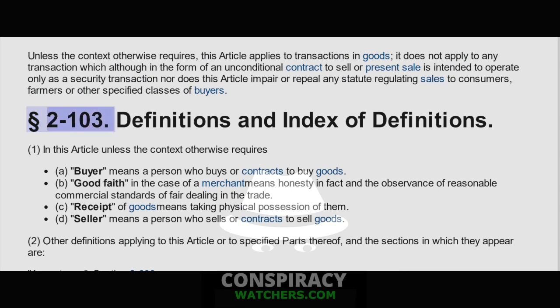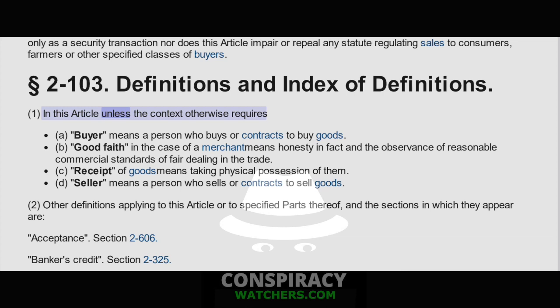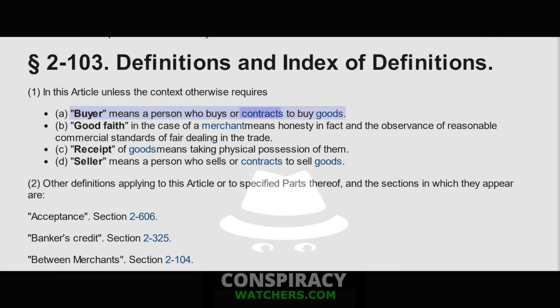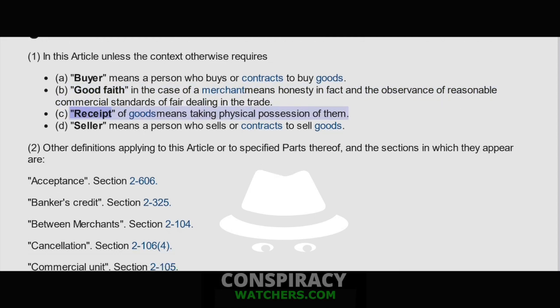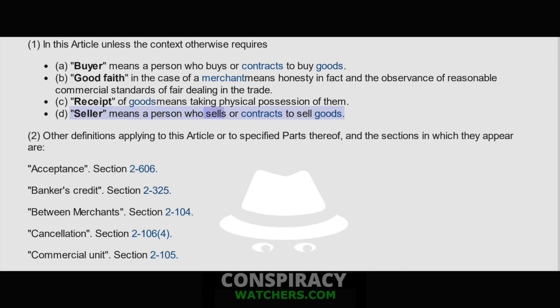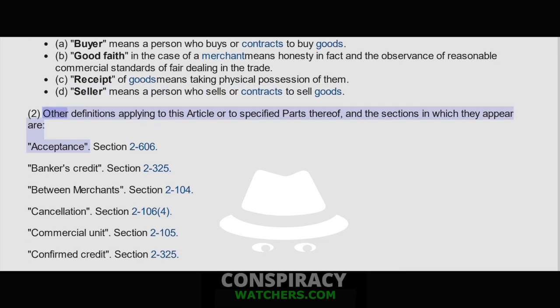Section 2-103. Definitions and index of definitions. In this article, unless the context otherwise requires, buyer means a person who buys or contracts to buy goods. Good faith in the case of a merchant means honesty in fact and the observance of reasonable commercial standards of fair dealing in the trade. Receipt of goods means taking physical possession of them. Seller means a person who sells or contracts to sell goods. Other definitions applying to this article or to specified parts thereof, and the sections in which they appear are: acceptance.